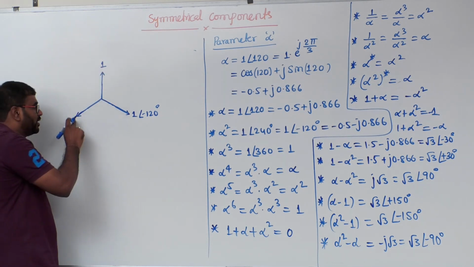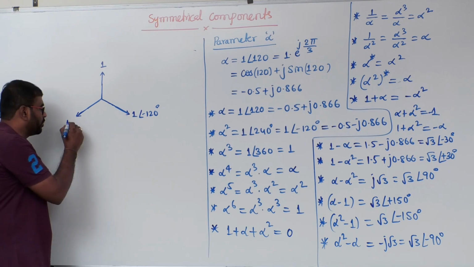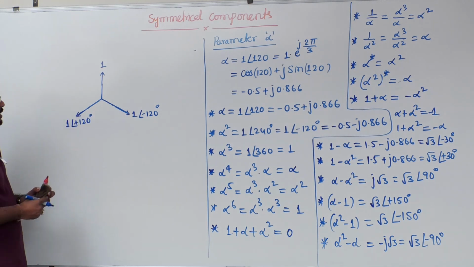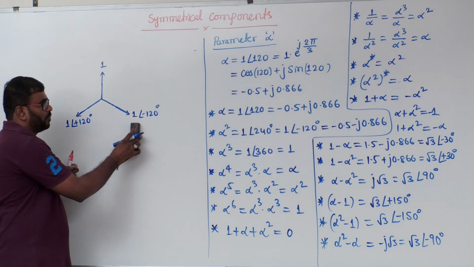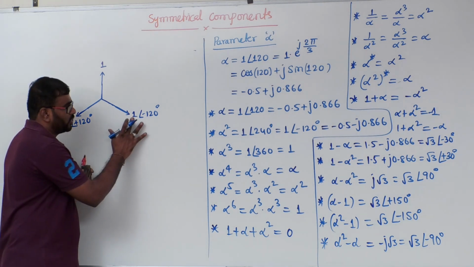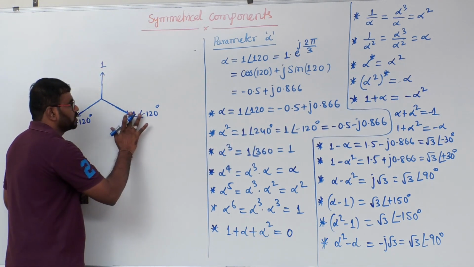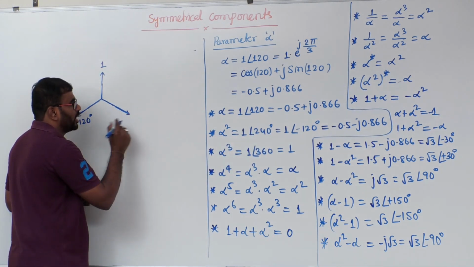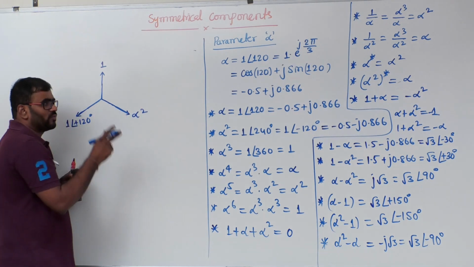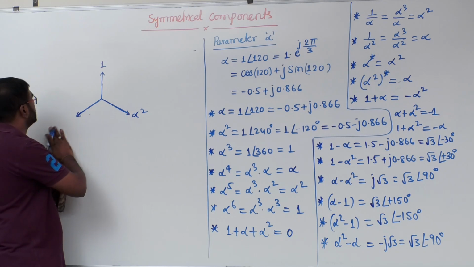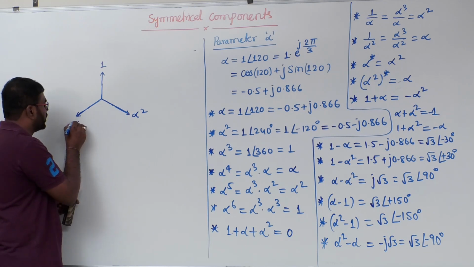Leads this phasor by plus 120 degrees. Leading means what? Plus 120 degrees I can write. Now let's see what I am doing here. I am replacing this with what? Alpha square, 1 at an angle minus 120. Just now we have seen alpha square. So I can say this is alpha square. If that is alpha square, now what is 1 at an angle plus 120? This is nothing but alpha only.